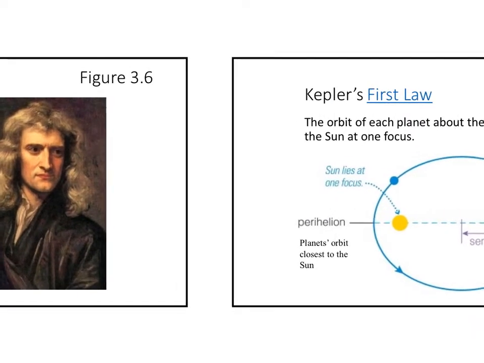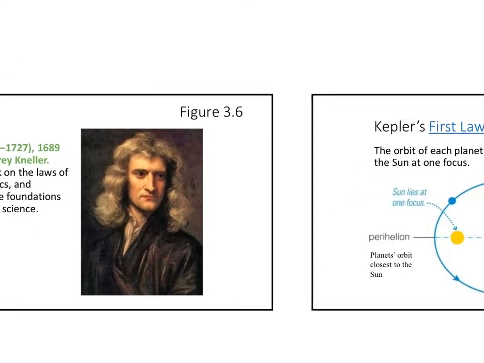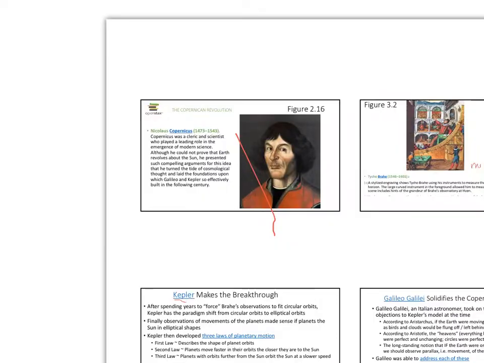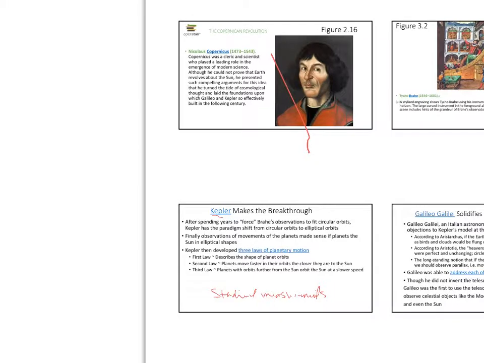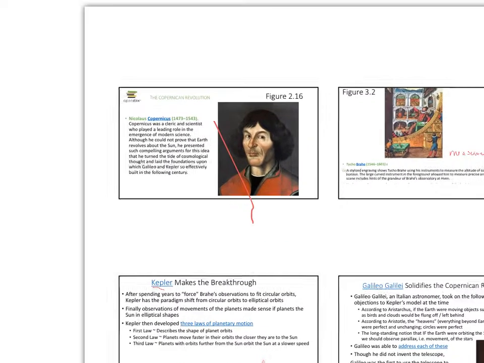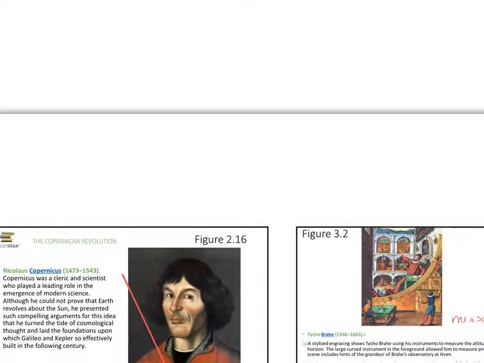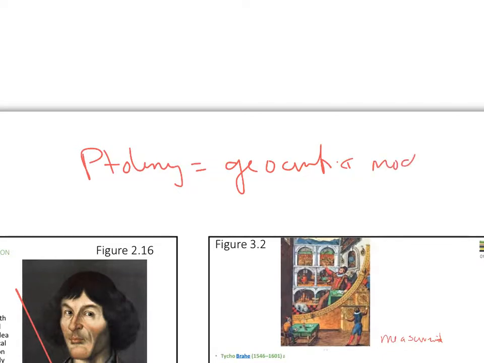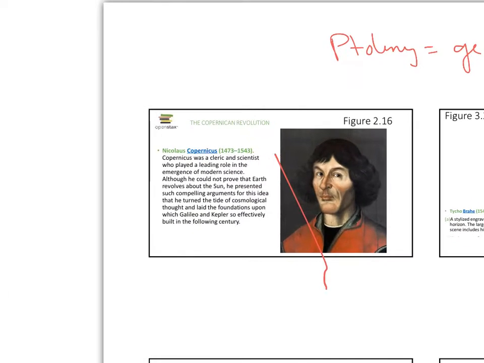Okay, the one thing I don't have on here is Aristarchus. Oh, where is Aristarchus? Oh my goodness. Well, Aristarchus, you're just going to have to know. Do I have Ptolemy up here? No, I don't. Well, you're just going to have to know. Remember Ptolemy? He was actually the geocentric model.